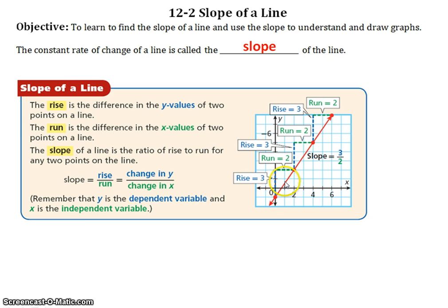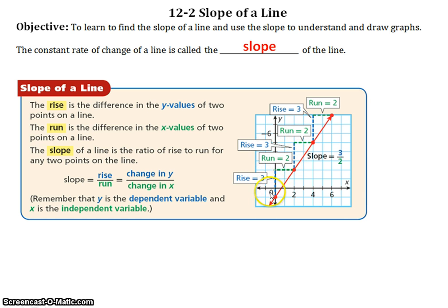The green line from one dot to the next only travels horizontally, or right to left, and it's only 2 spaces. 1, 2. The next green line, 1, 2. The next green line, 1, 2. That's called the run. Now, I think it's pretty simple to understand rise and run.